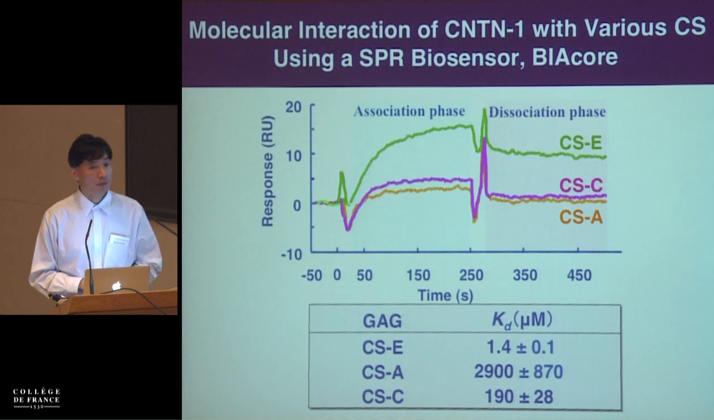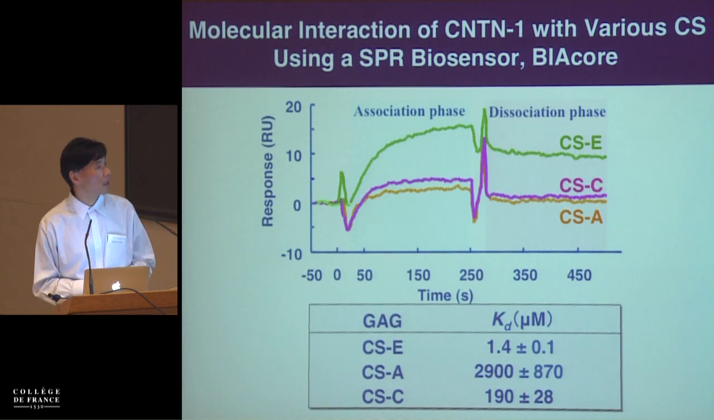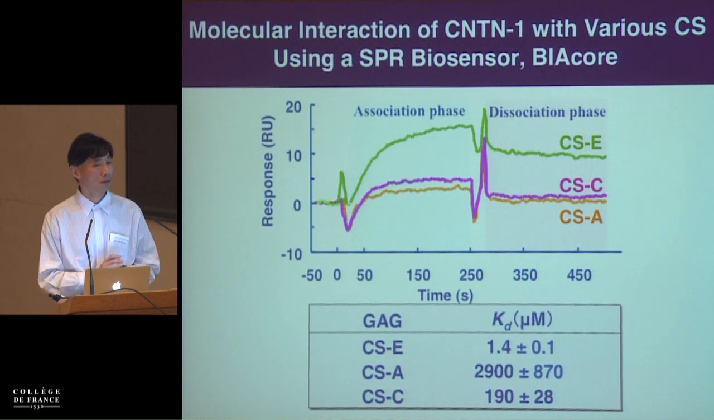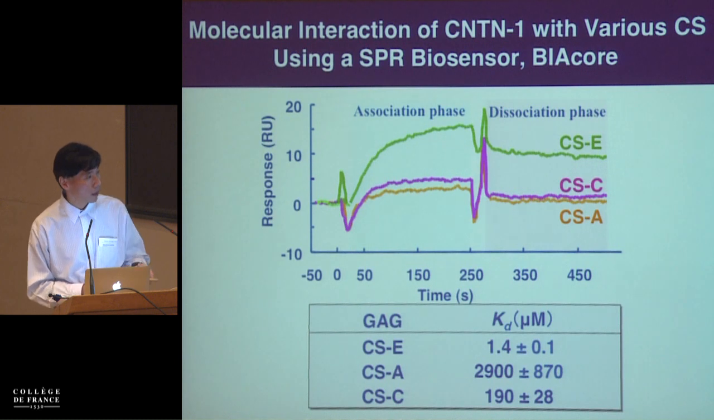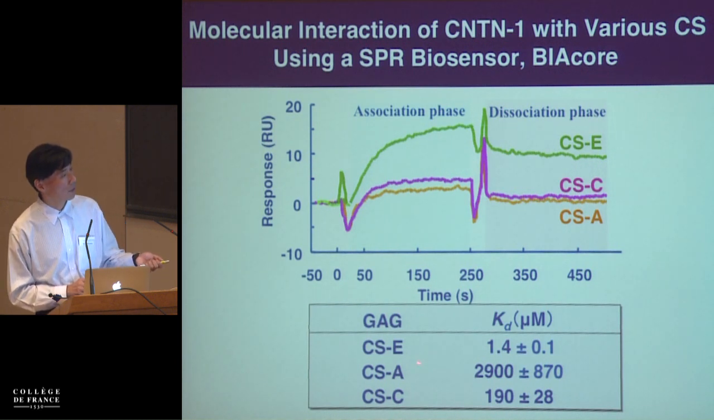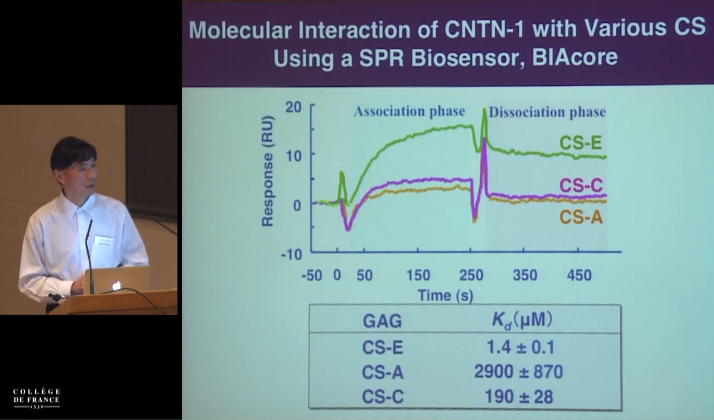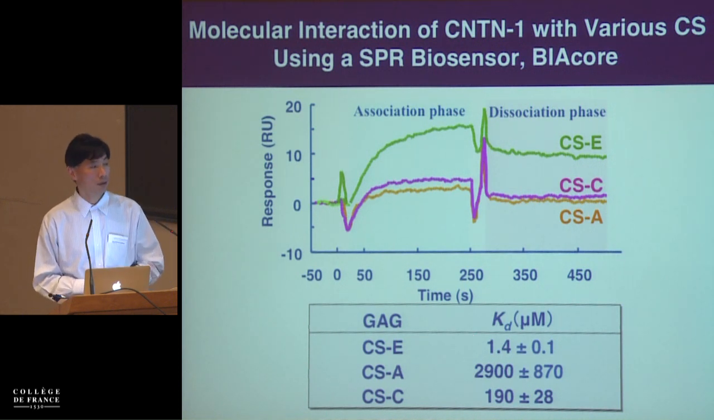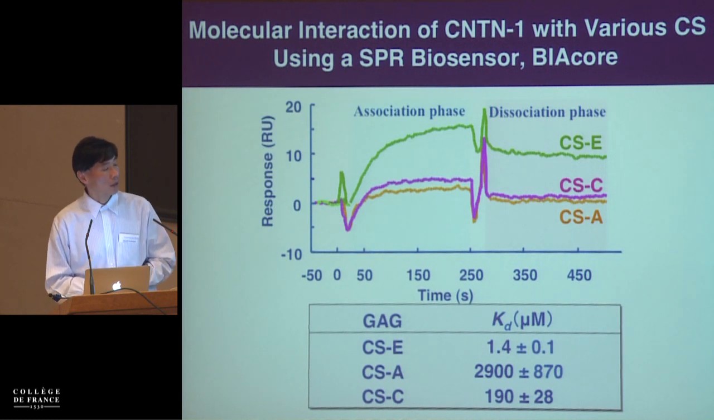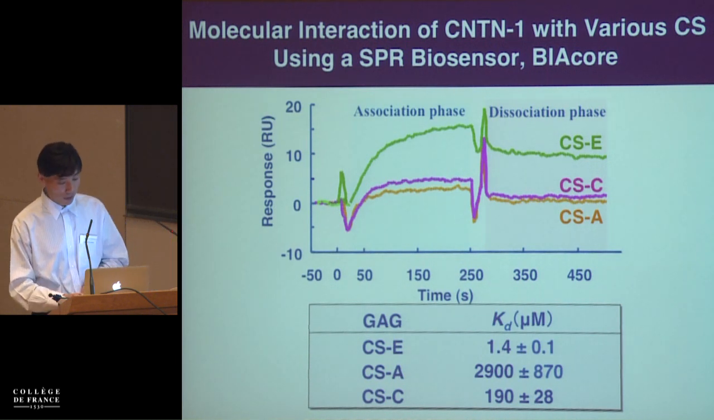Evaluation of the kinetic parameters revealed that chondroitin sulfate E interacted with contactin 1 with a significant affinity, whereas chondroitin sulfate A or C had three or two orders of magnitude less affinity for contactin 1 compared with chondroitin sulfate E.